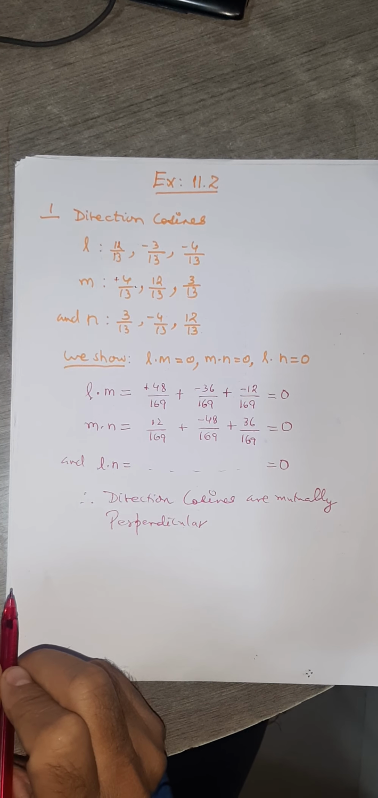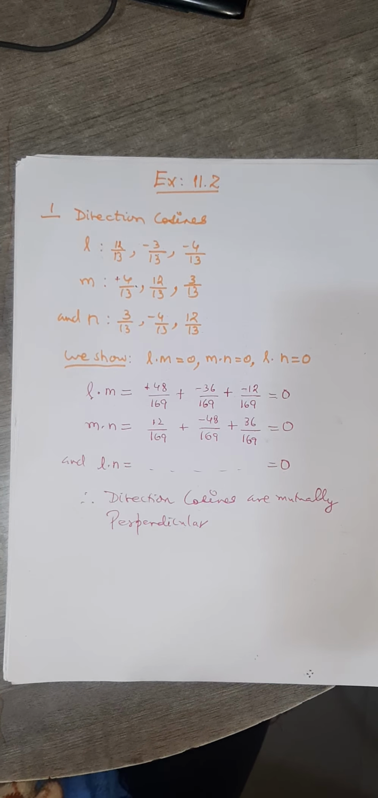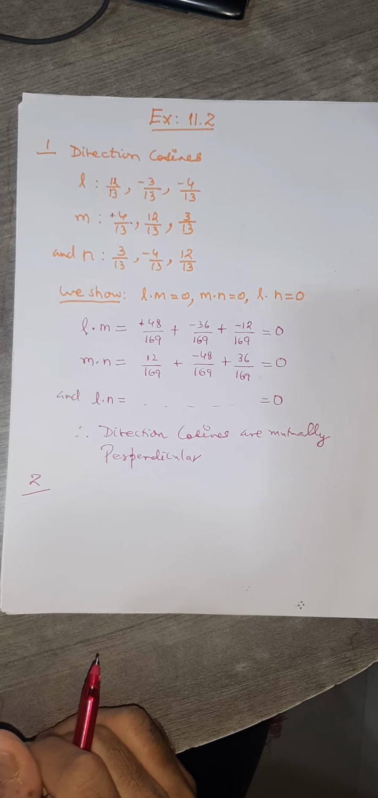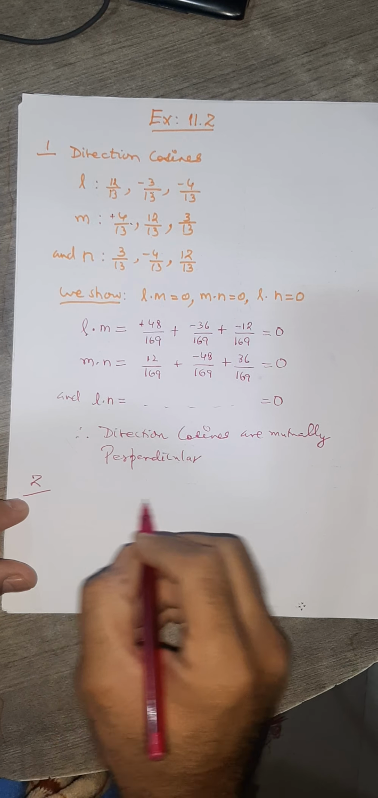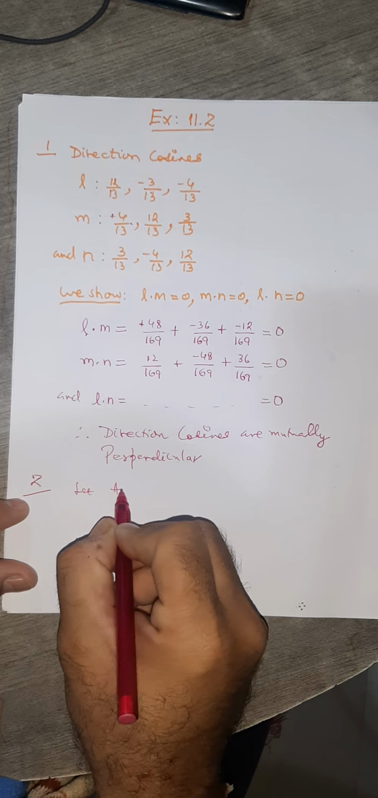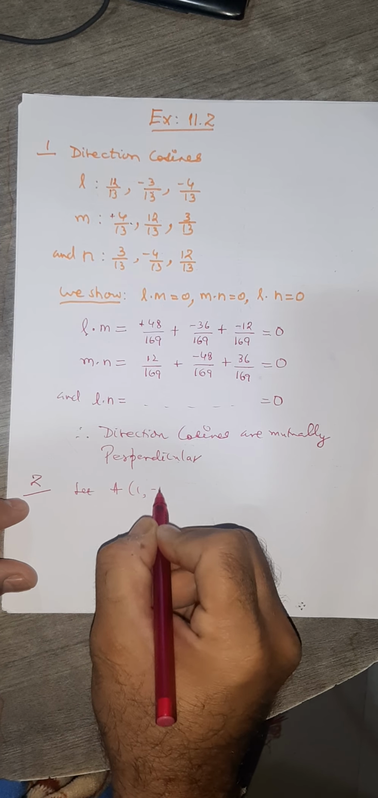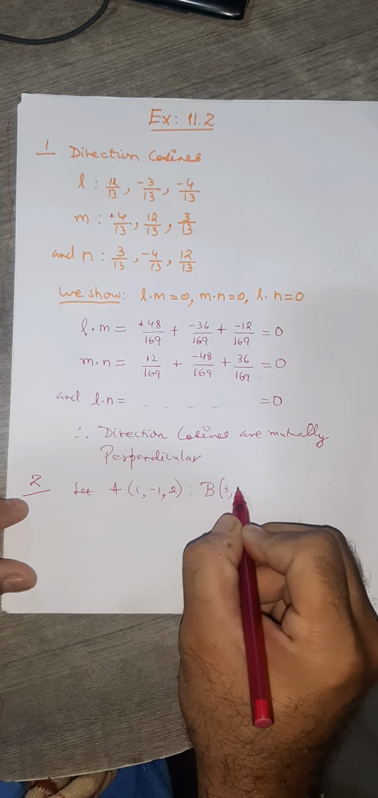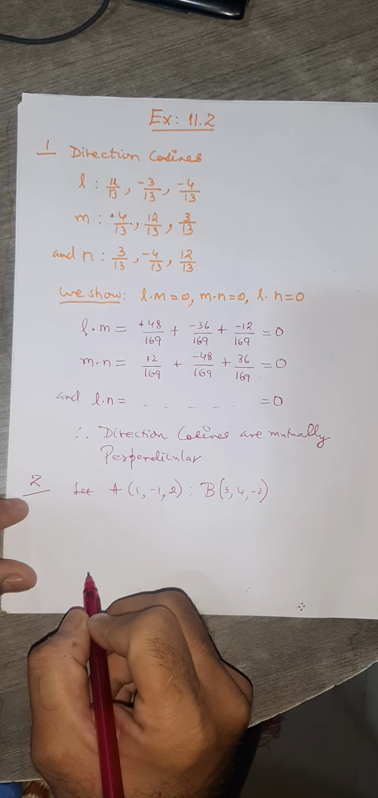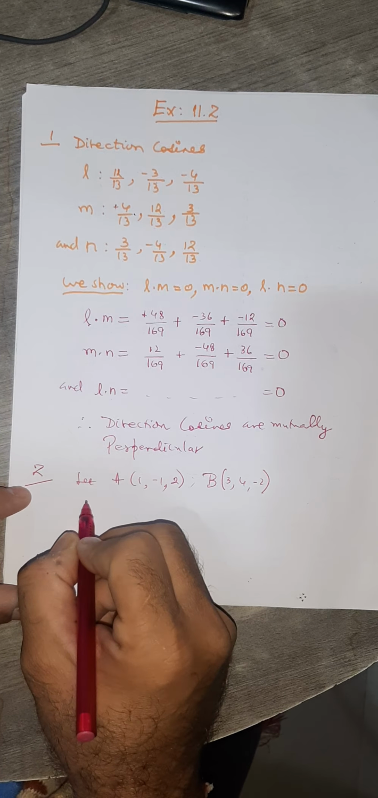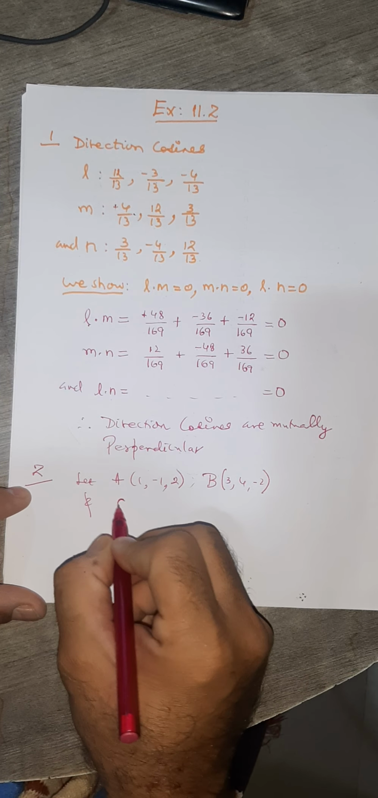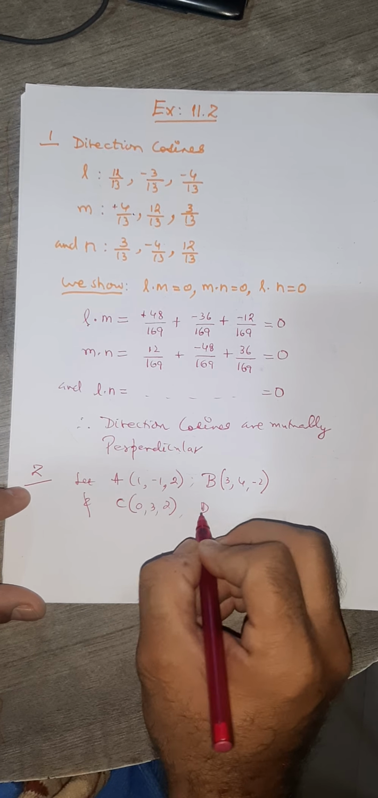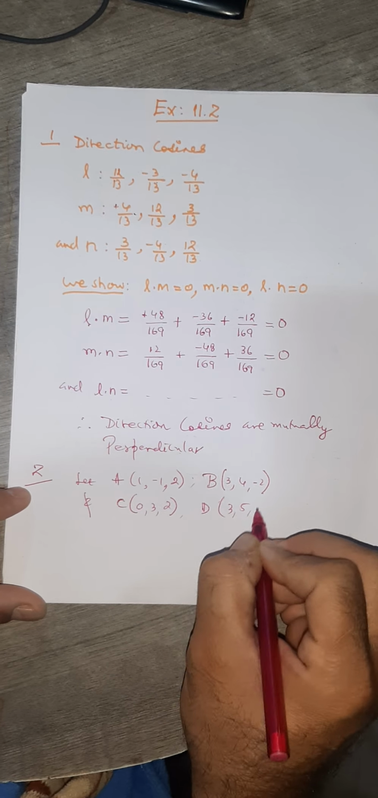Now let's see the second question here. Question number 2 says that the line through these 2 points, let's take these 2 points as A and B. So A is 1, minus 1, 2, and B is 3, 4, minus 2, is perpendicular to the line through these 2 points. So let me call that C as 0, 3, 2, and D as let's take 3, 5, 6.